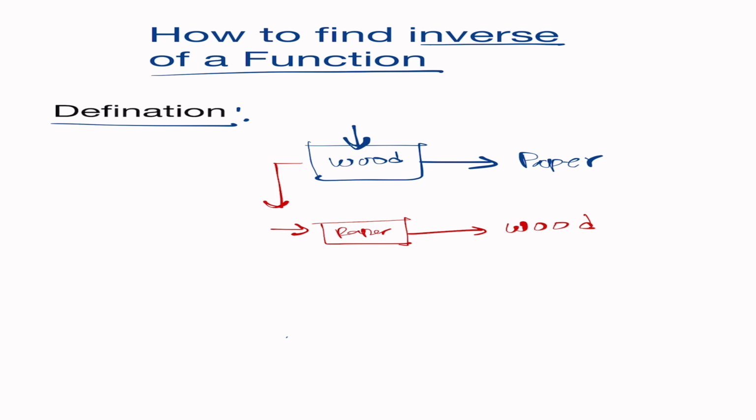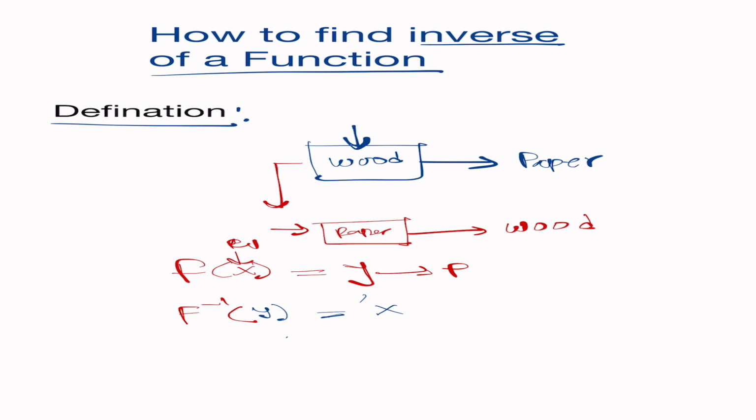That means our function. Let's say you have a function f of x, and your output is y. This is your wood, and this is your paper. Then you will have an inverse function, your magical machine, f inverse. You put your paper, that means y, here, and you get your wood, that means x.